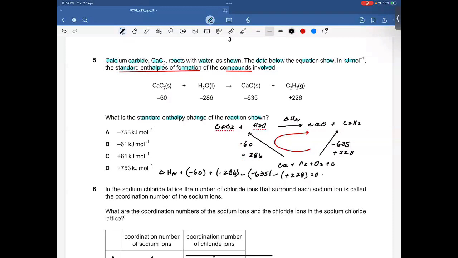Why are we equating with 0? So that we can find the value of delta H R. So delta H R is going to be -61 kilojoules per mole. So the right answer is going to be B.